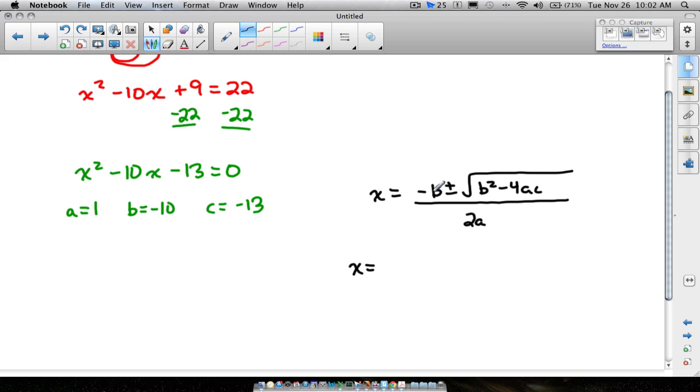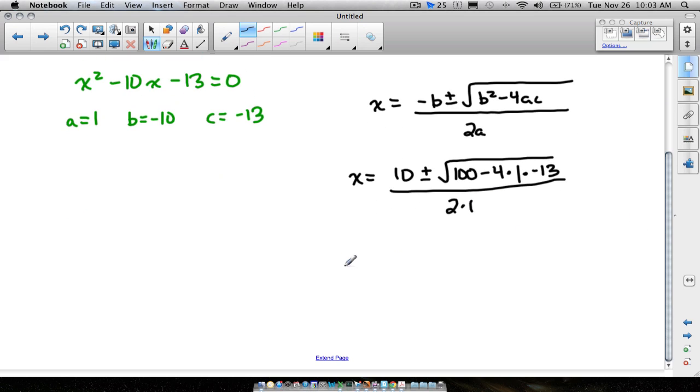So therefore, x equals, we're trying to solve for x. Let's start plugging and chugging. Negative b, we take the opposite of this, that's going to be 10. Because b was negative 10, we take the opposite, so it's going to be positive 10. Plus or minus the square root. I'm going to go ahead and skip a few steps here. B squared, take this number and square it. Negative 10 times negative 10 is 100. Minus 4 times a, which is 1, times a negative 13. All over 2a. So 2 times 1.